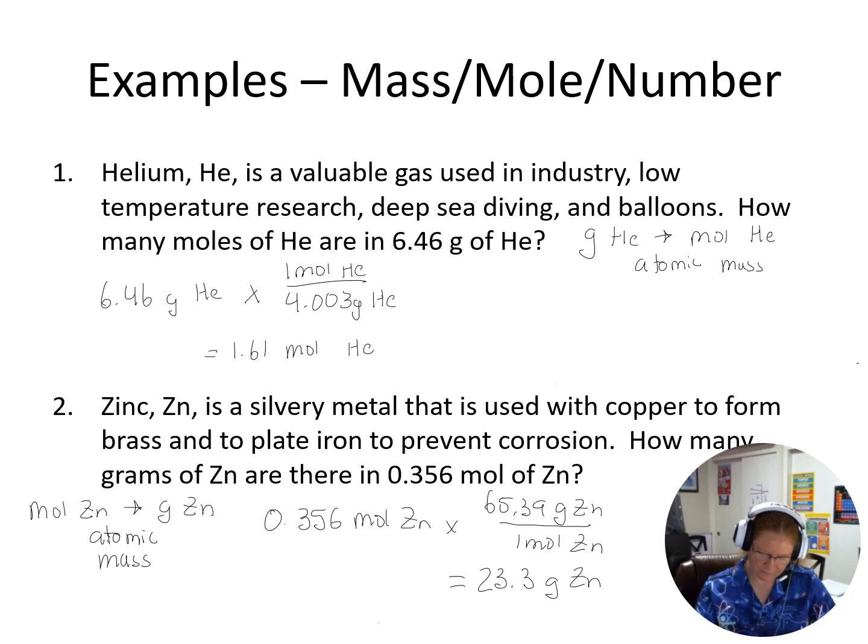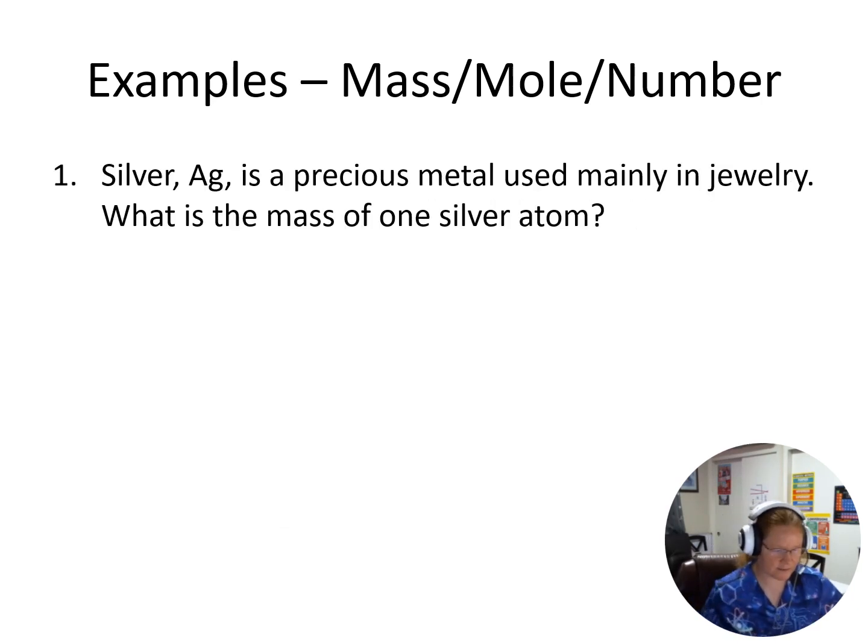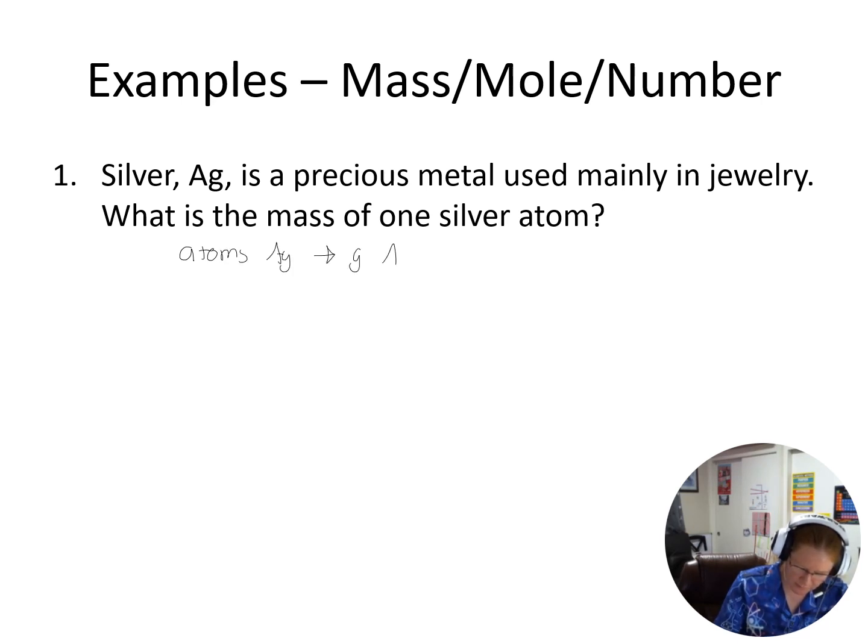Let's try one more. So now I want to know what the mass of 1 silver atom is. So I need to go from atoms of silver to grams of silver. Now, I can't go directly from atoms to grams because what information do we have? Well, we have the molar mass. Our molar mass is in grams per mole. We also know Avogadro's number, which is entities per mole. The commonality between those is moles. So in order to do this, we have to go through moles.